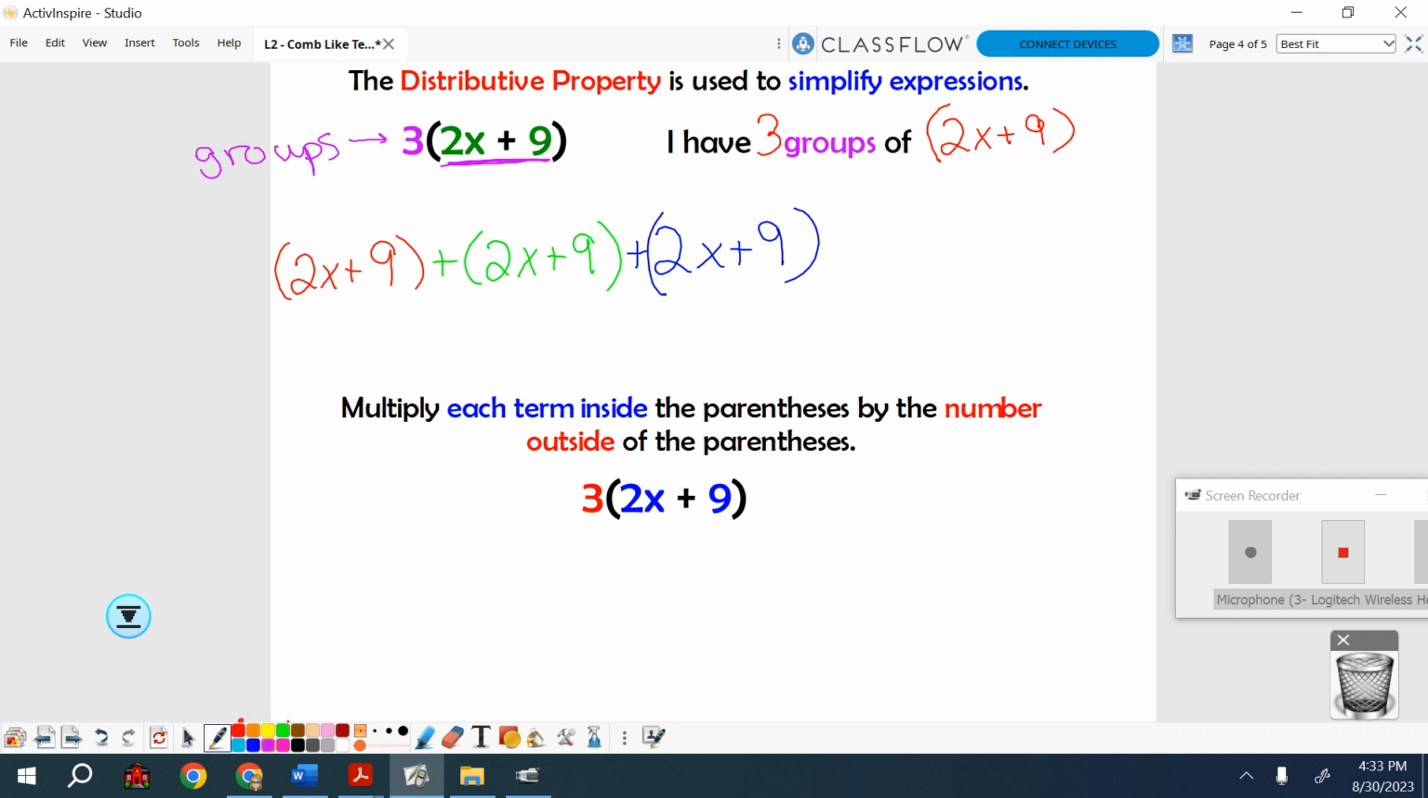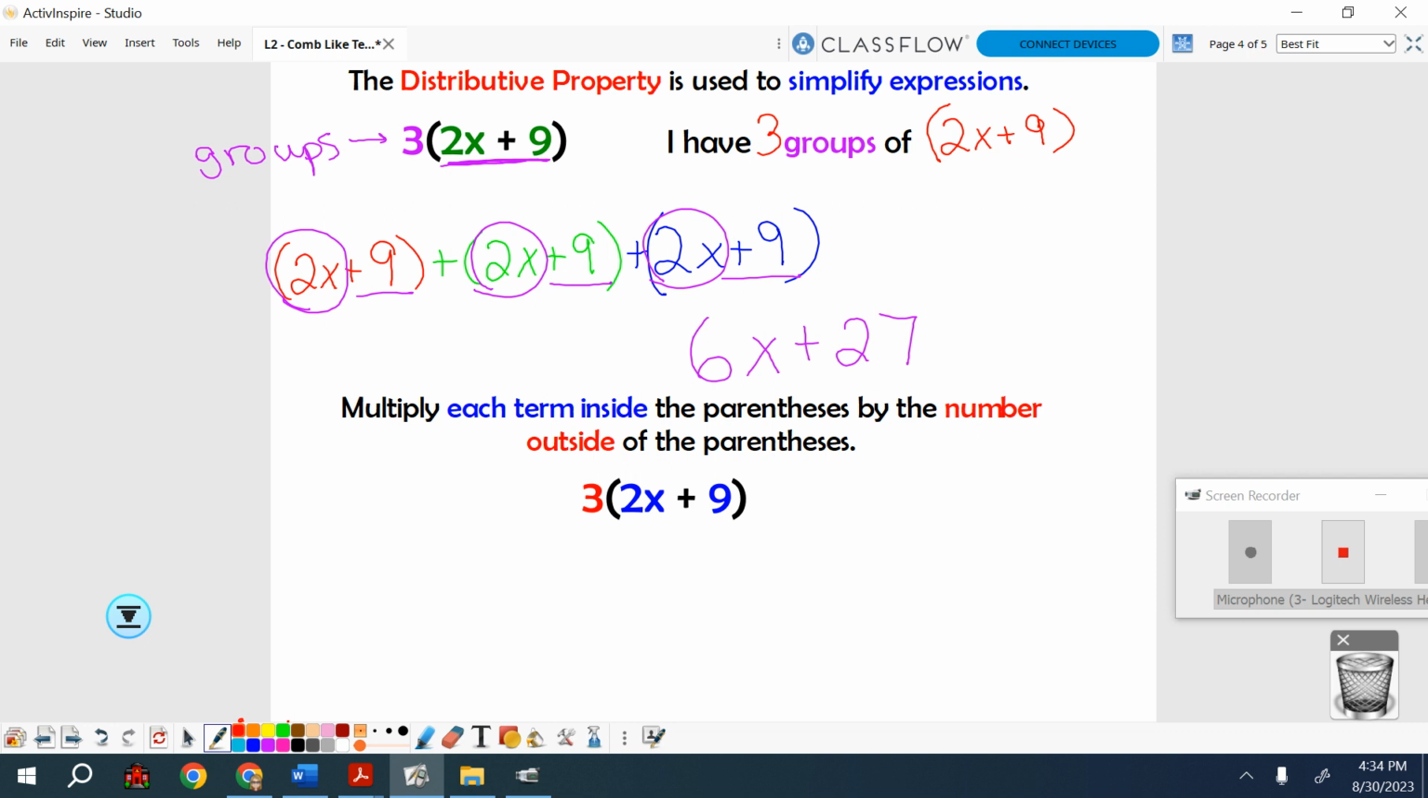So all of my x's, 2 and 2 and 2, 2 plus 2 plus 2 is going to give me 6 x's. And then I'm going to do the same thing for my numbers. I have 9 plus 9 plus 9 is going to give me 27. So there's a much easier way to do these kinds of problems, and it's called using the distributive property.